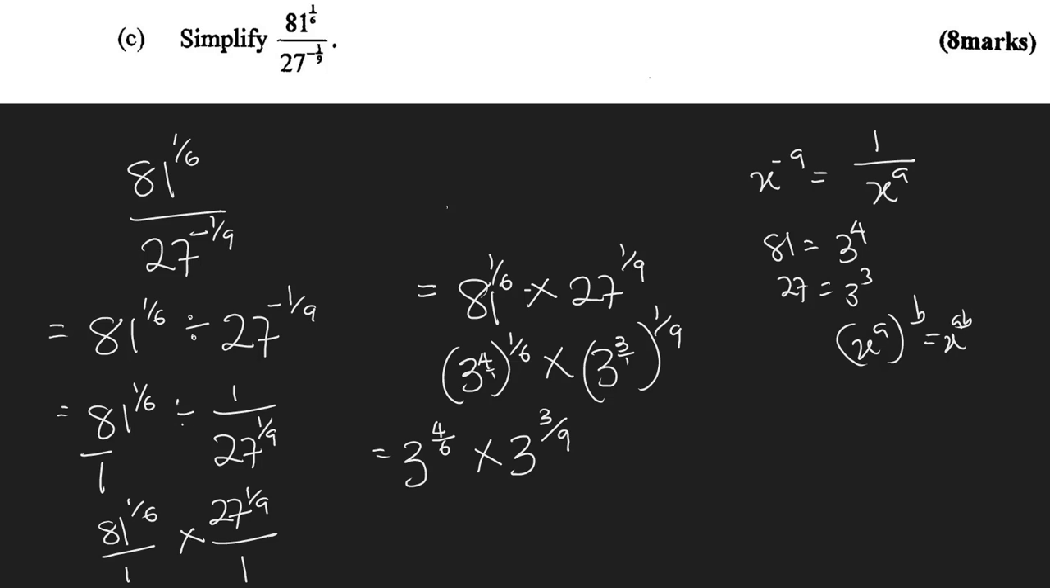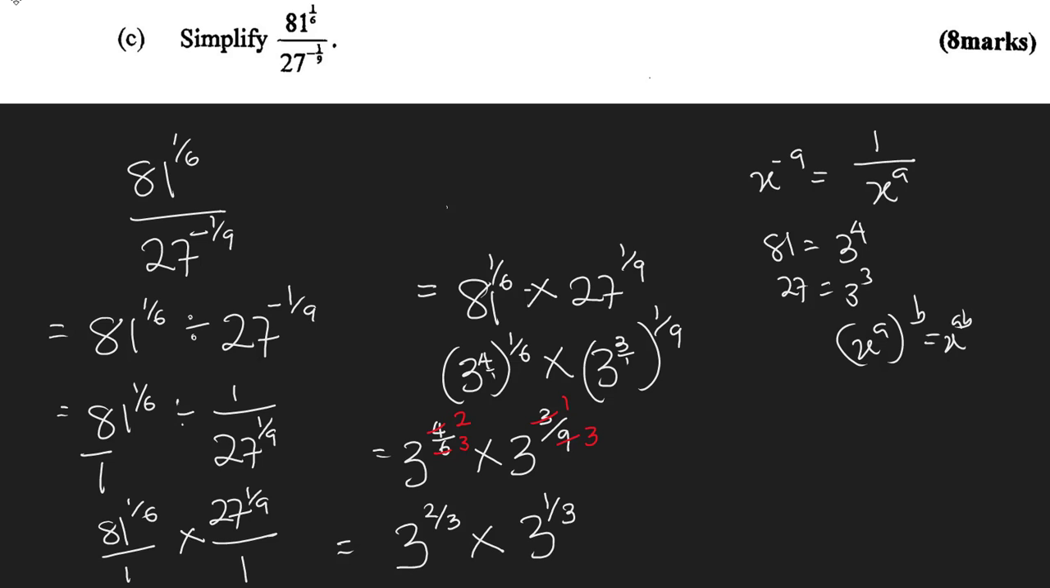Then something can go, right? What can go? This 2 here is 2, and 2 here is 3. Then 3 here is 1, 3 here is 3, right? If we do that, we'll be left with 3 to the power of 2 over 3 times 3 to the power of 1 over 3.